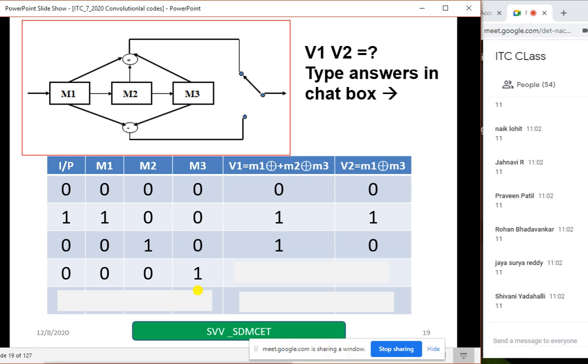Okay, all are typing 1. Jannavi, Jayasuriya, Shivani, Pragati, Vinay, Priya Patil, Amrita, Vishwa, Arjun, Hritik Rai, Rohit, Amrita, Rahul, Nivedita, Shilpa. All are getting 1. The answer is correct. Shasana also got a 1.